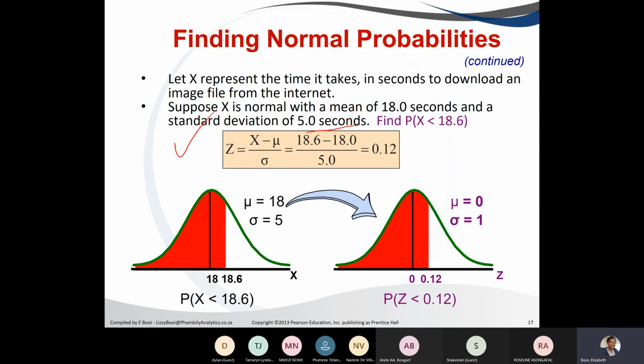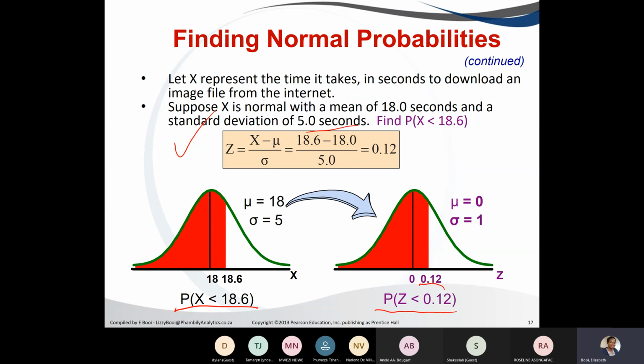gives us 0.12. As you can see, we moved from this normal distribution to a standardized normal distribution table where the mean is 0 and the standard deviation is 1, with the Z value less than 0.12.